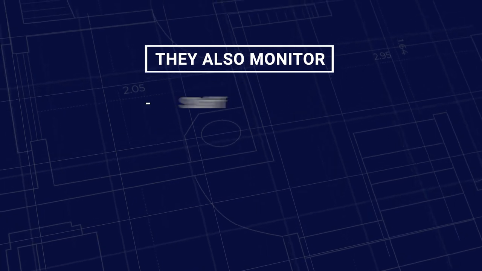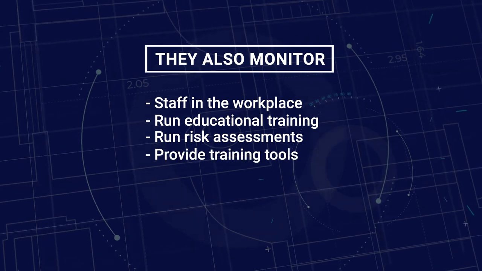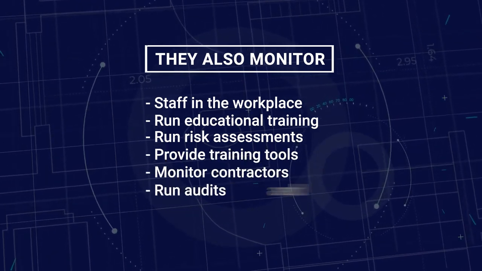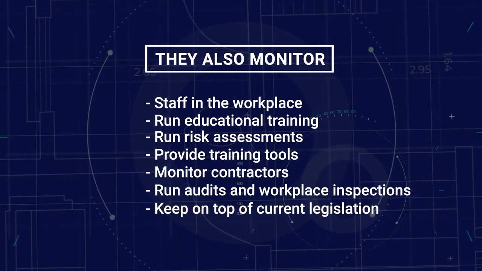Graduates working in health and safety liaise with the other departments, line managers and the organization's senior management to ensure compliance with health and safety legislation. They also monitor staff in the workplace, run educational training, run risk assessments, provide training tools, monitor contractors, run audits and workplace inspections, keep on top of current legislations. The role is vital in the organization, especially in high-risk sectors such as construction and engineering. You will be making sure you stop accidents from ever happening.